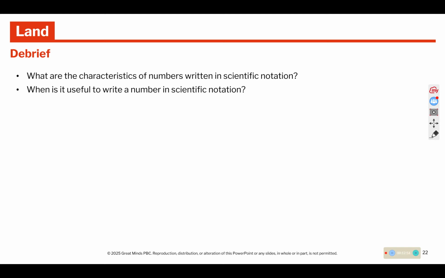Think about some of the characteristics of scientific notation. We use that X to represent multiplication. We have a power of 10. We have a single digit that's between 1 and less than 10. And it's also helpful to write things in scientific notation when we have really large numbers or really small numbers.